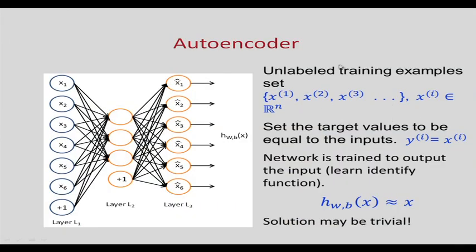So, we have unlabeled training examples. We set the target values to be equal to the input.